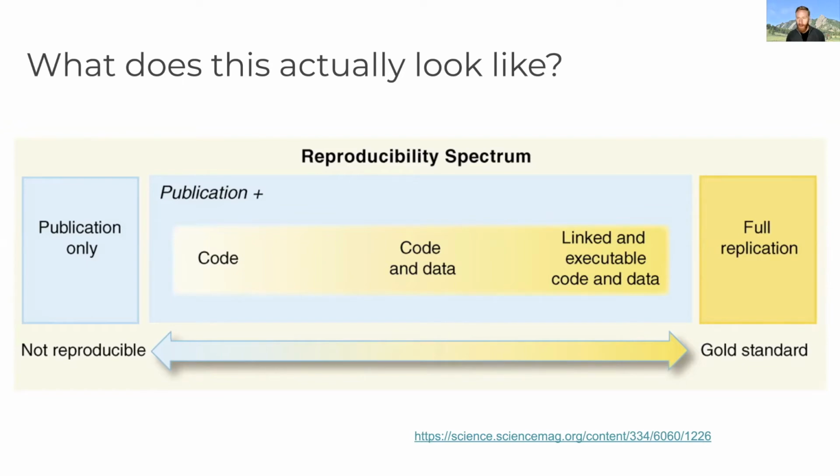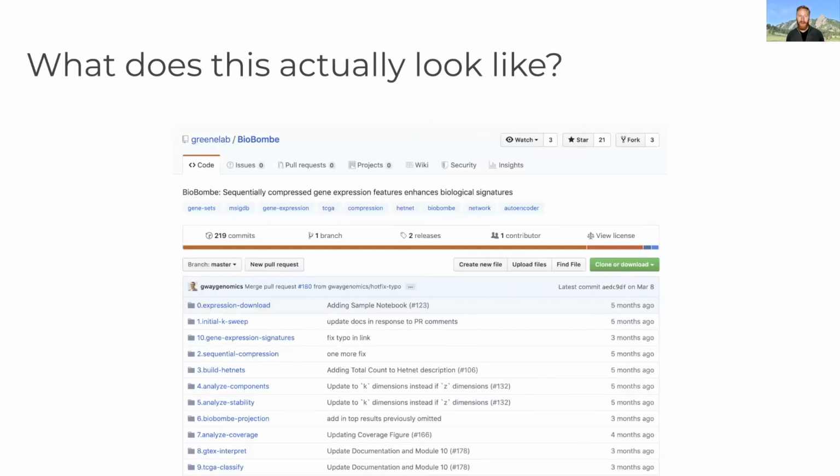I want to show you now an example of a really good gold standard reproducible piece of computational research. So this is from Casey Green's lab at UPenn.